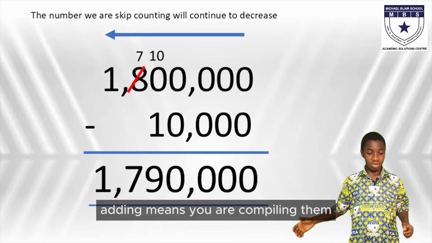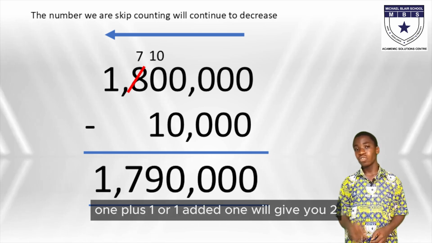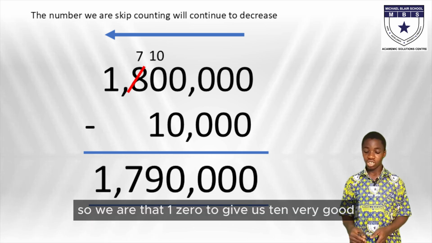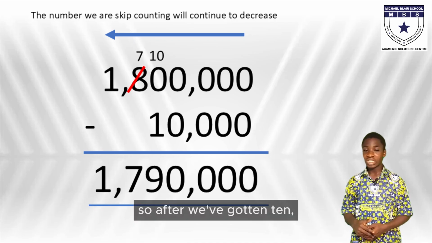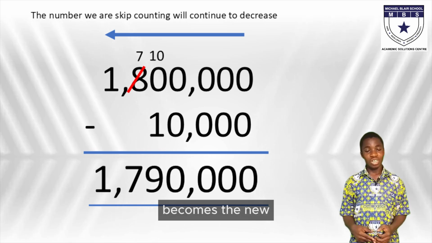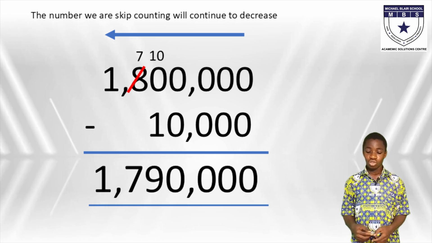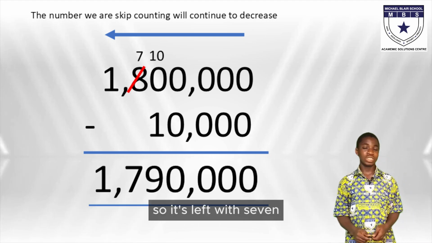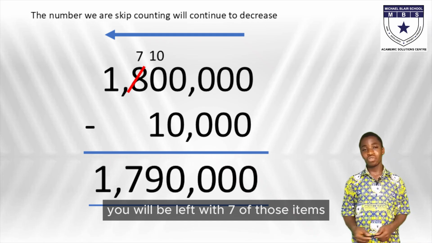Attaching means just bringing things close. Adding means you are compiling them to get a single answer. 1 plus 1, or 1 added to 1, will give you 2, but 1 attached to 1 will give you 11. So we attach 1 to 0 to give us 10. Very good. So after we've gotten 10, it becomes the new place where 1 has to take itself from. So 10 minus 1 leaves 9 behind. Don't forget, we borrowed 1 from the 8, so it's left with 7. If you had 8 items and I borrowed 1, you will be left with 7 of those items.